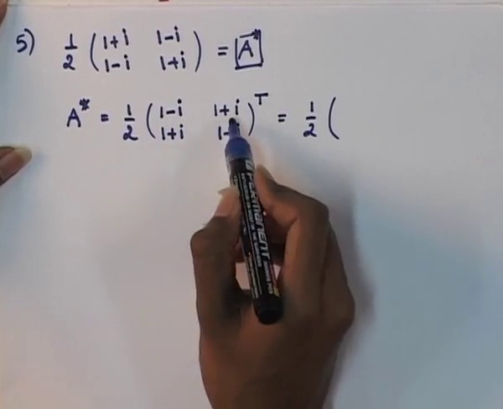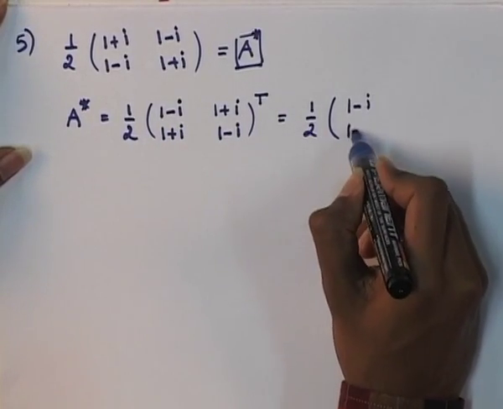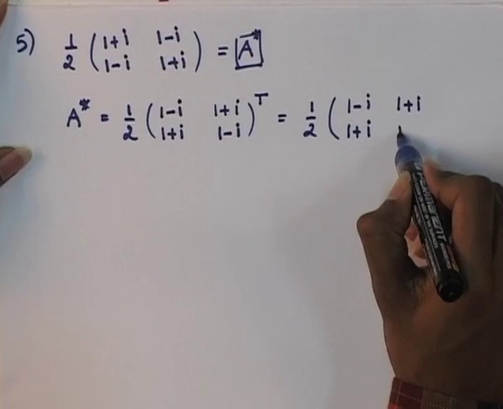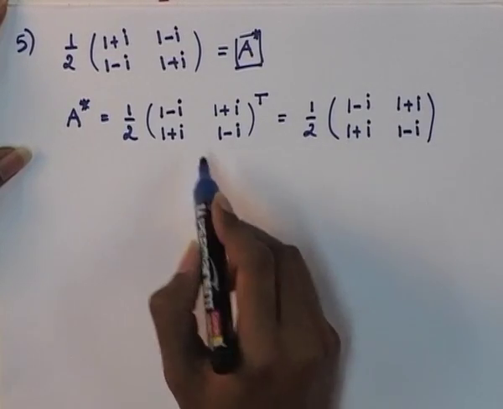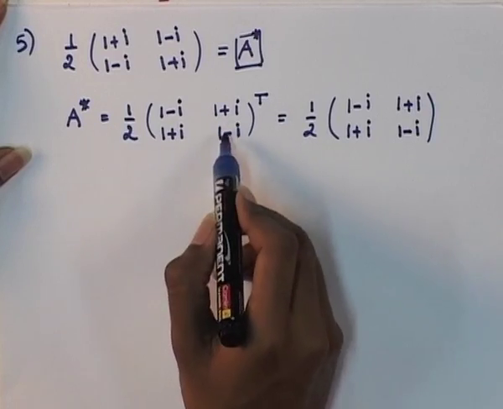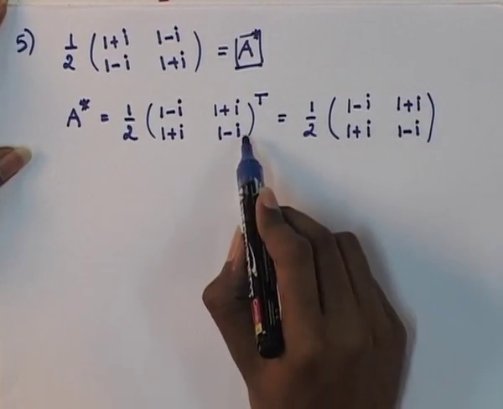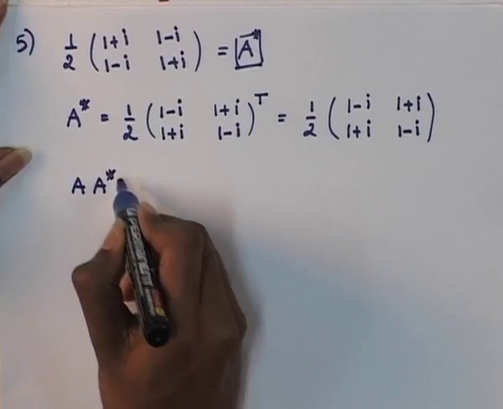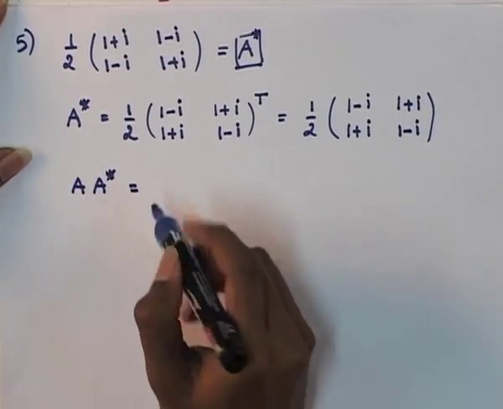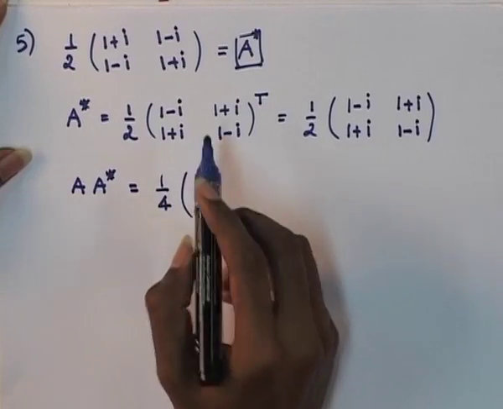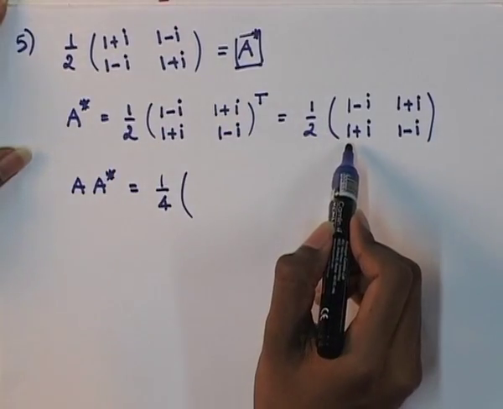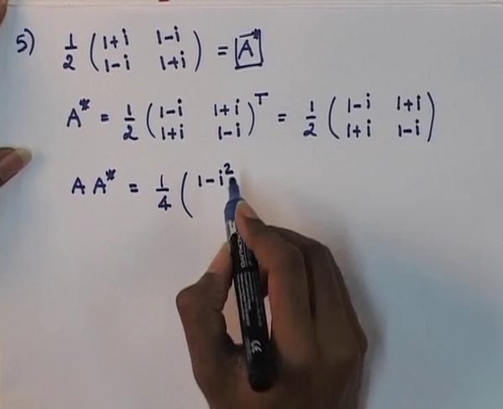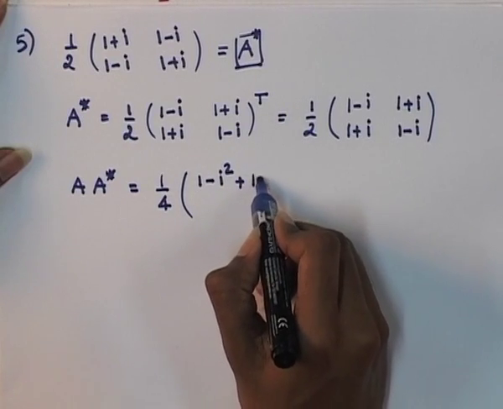The first row is 1 minus I and 1 plus I. So the first column should be 1 minus I and 1 plus I. Similarly, the second column should be the second row of the previous matrix. As this matrix is a symmetric matrix, we don't see any change between the final matrix and its transpose. And let us compute A times A star. We multiply scalars, so we obtain 1 by 4. And now we multiply the first row with the first column, where we have 1 minus I square plus 1 minus I square.